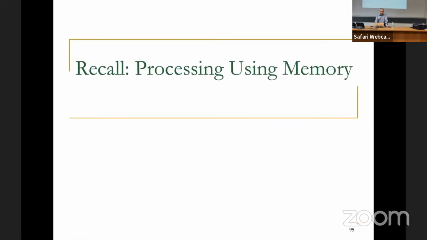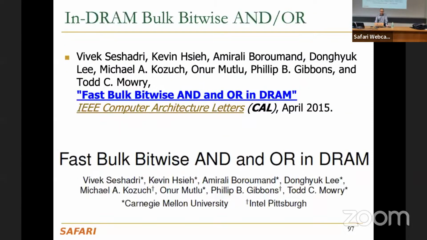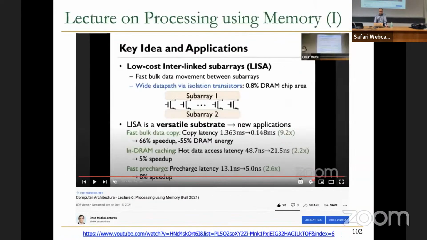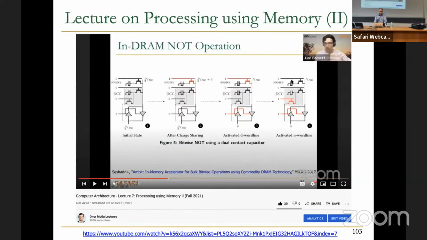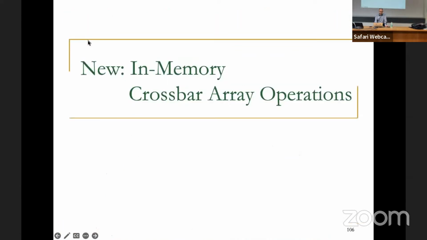So recall our processing using memory lectures. I'm not going to go over them again. We can do a lot of computation, for example, using DRAM, like Ambit and RowClone. People have shown that emerging memory technologies can also do bulk bitwise operations and RowClone in this work, Pinatubo. You can check it if you're interested.